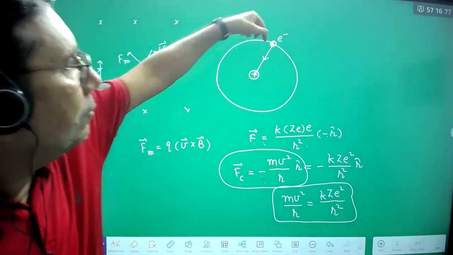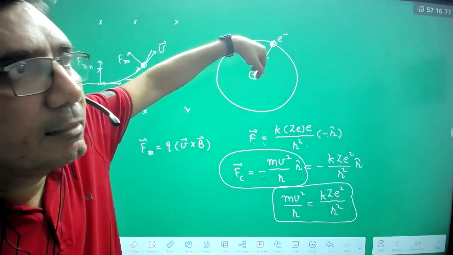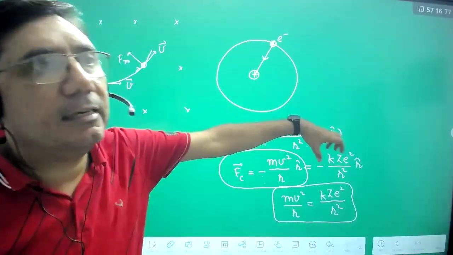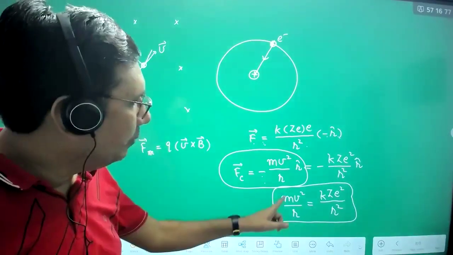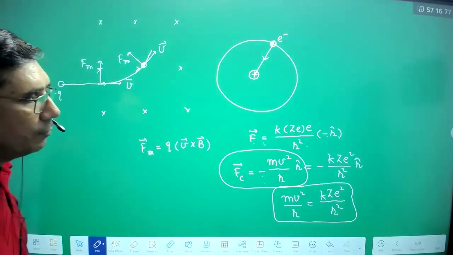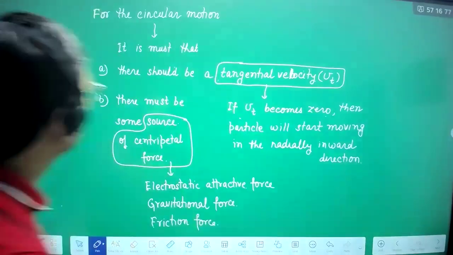Okay. So either we need a force in this direction. That force is this one, and this is acting as a centripetal force. So that's why you are writing mv square upon r equal to this. So now come back where I was.